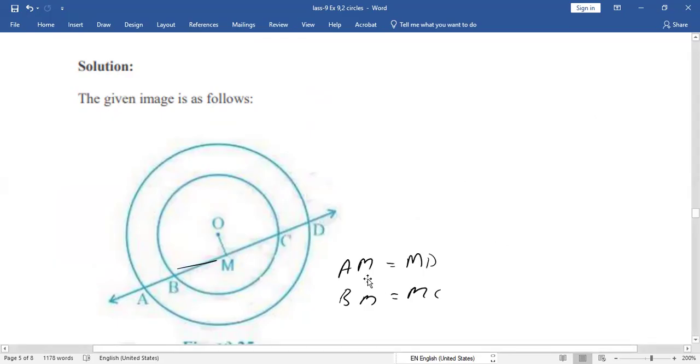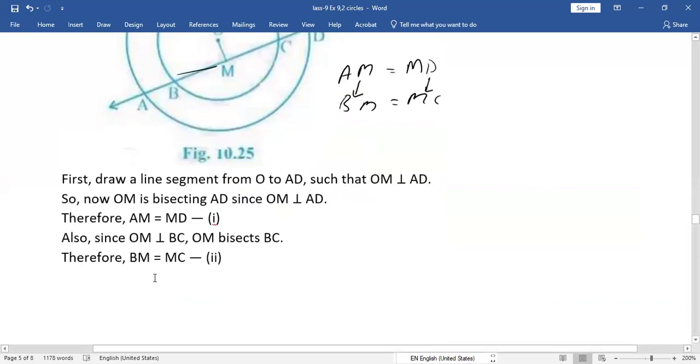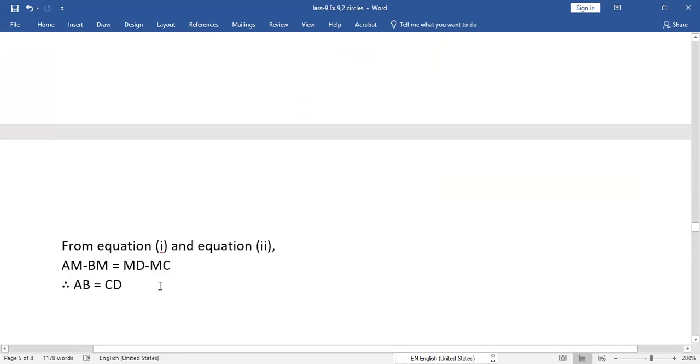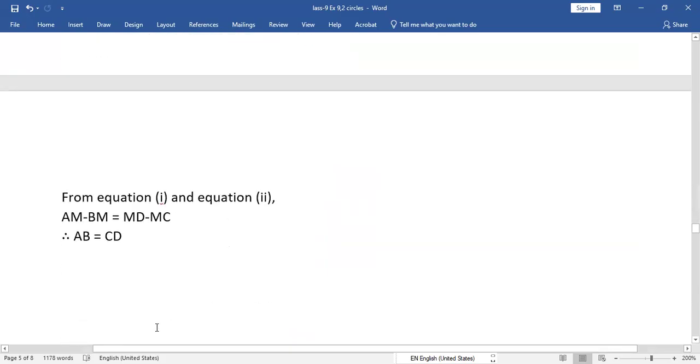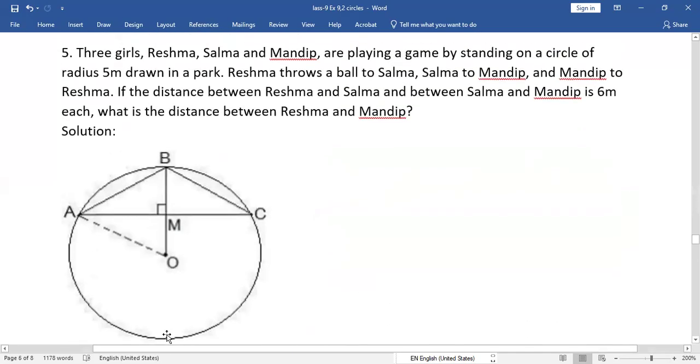That is correct. AM minus BM is equal to MD minus CM. What is AM minus BM? AM minus BM is equal to AB. And MD minus MC is equal to CD. Nothing else is there. From equations 1 and 2, AB is equal to CD. There is no confusion.